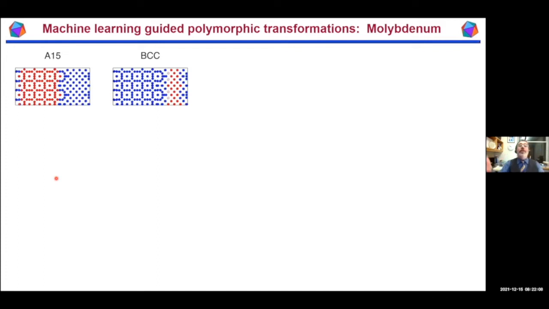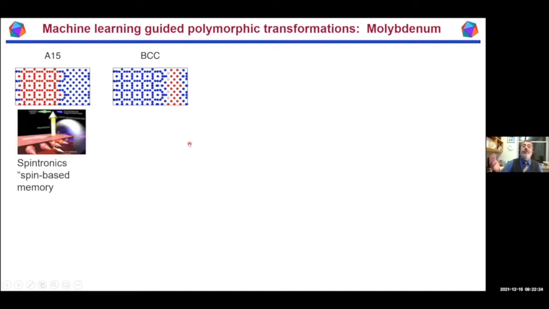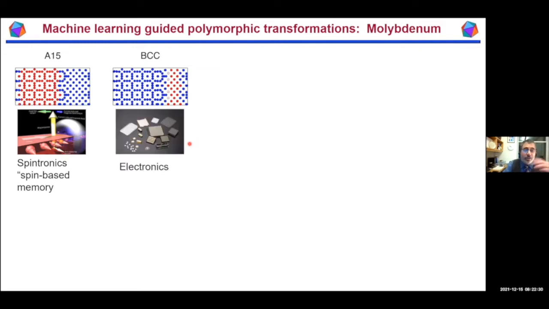So let's suppose in this case, I have an atomic crystal, molybdenum, and I'm interested in the polymorphic transition between a metastable phase, in this case this A15 phase shown in red, and the more common BCC phase. Now, the A15 phase is actually used in molybdenum for spintronic memory devices. And of course, the BCC is used for electronic applications. And it turns out that A15 is metastable and can convert to BCC on some time scale.